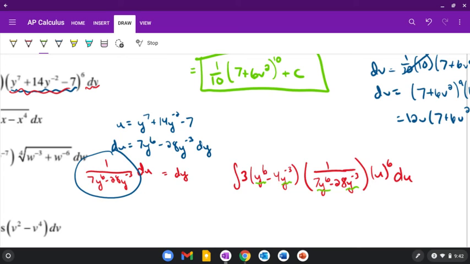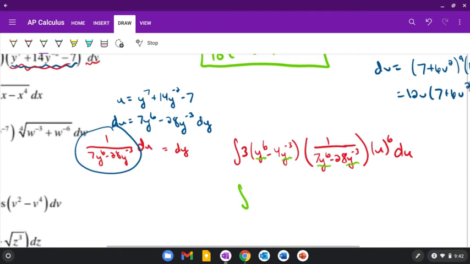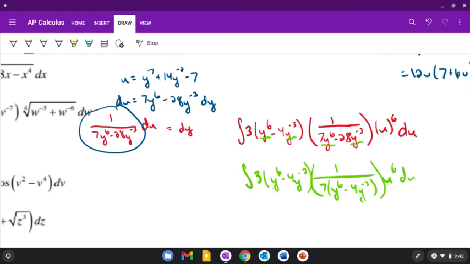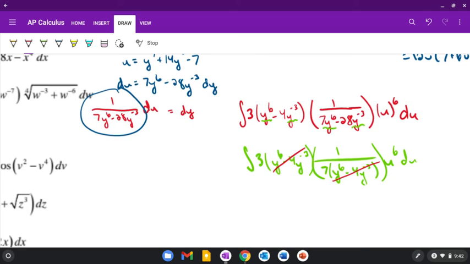And it should be pretty obvious that we just need to pull out a 7 from there, right? So if I were to rewrite this, 3y to the 6th minus 4y to the negative 3, 1 over, and I just pull out a 7, so y to the 6th minus 4y to the negative 3. Keep everything else u to the 6th du. We then will now see this cancels with this. So what we're left with, integral, we still got that 3, and we still got a 7 here. So that 3 is going to multiply times the 1, so it's just 3 times 1 is 3 over 7.